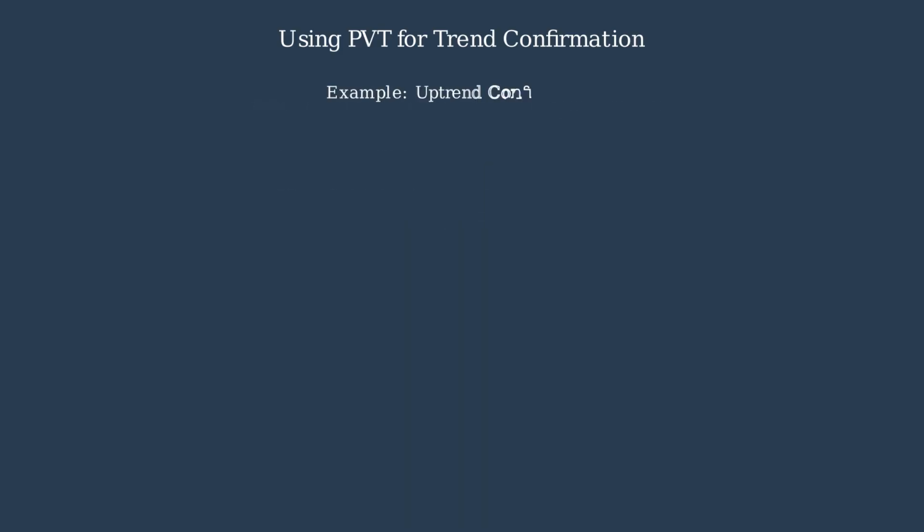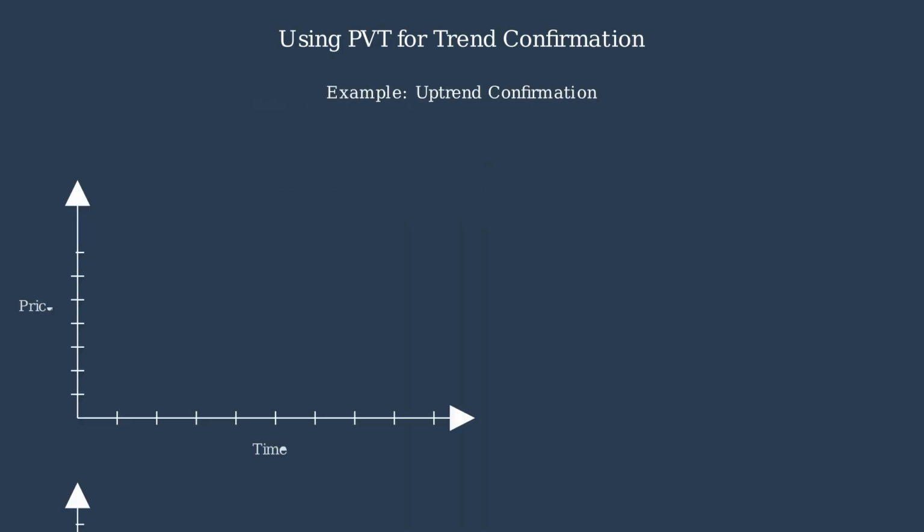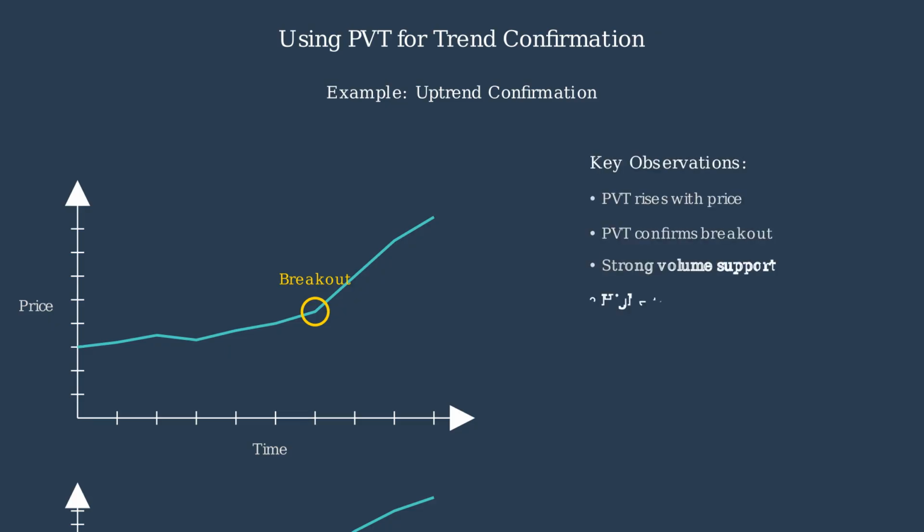Let's examine our first example, an uptrend confirmation scenario. As the price chart shows an upward trend, notice how the PVT indicator also rises, confirming the price movement. At the breakout point, both price and PVT accelerate upward significantly, indicating strong volume supporting the price movement. When PVT confirms a price breakout like this, it indicates the move is backed by volume and likely to continue.